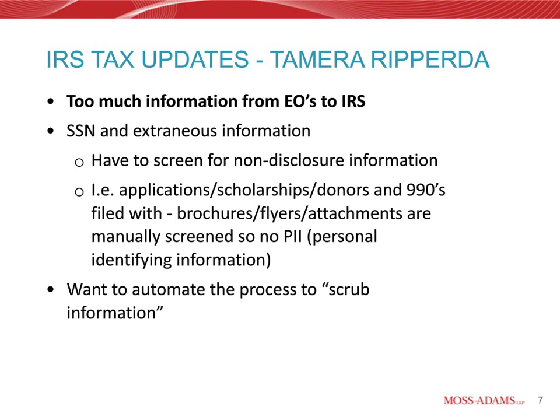This is a problem the IRS has been having for a while, where they're getting too much personally identifying information, PII. Organizations are submitting Social Security numbers. Say, for instance, you submit some sort of application or scholarship information, something with the IRS or even your 990. You're attaching brochures, flyers, things like that. Social Security numbers are ending up on those, and what the IRS has to do right now is manually screen this, so it takes a lot of their workforce.